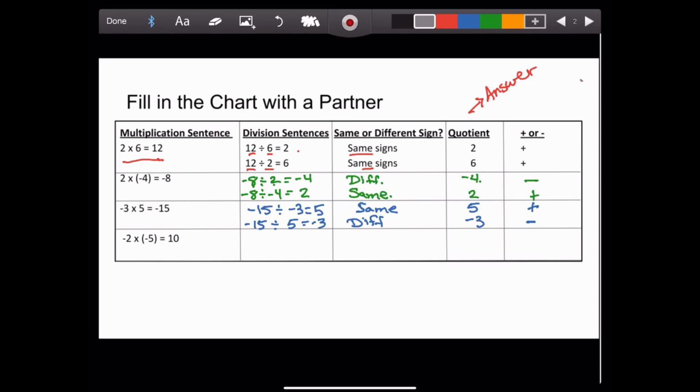Okay, let's do this third one. I have 10 divided by a negative 2, and that's going to give me a negative 5. Or 10 divided by a negative 5 equals a negative 2. So in this case, my signs are different. I have a positive and a negative, so they are different here. So I get a negative 5 and then a negative 2 for my quotient. So they are both negative. So when my signs are different, the answer is negative.